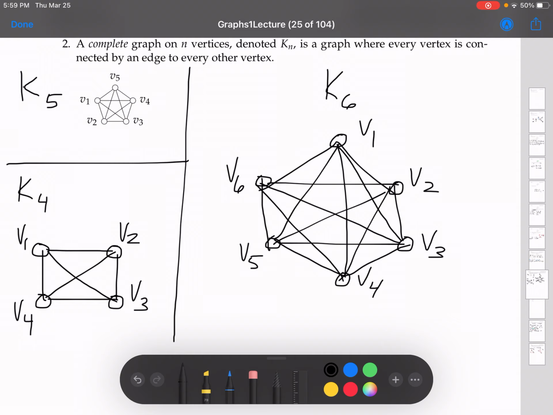To do this, what we need to do first is make one observation, and that is about the degree of any vertex in a complete graph. So notice here the degree of V1 is 1, 2, 3, 4. And notice this is true for any other vertex in the graph. And this should make sense because K5 is the graph where every vertex is connected by an edge to every other vertex. If there's 5 vertices, there's 4 other vertices to be connected to. And so this is true not just for V1, but for V1, V2, V3, V4, and V5.